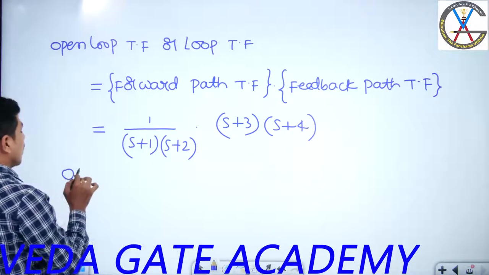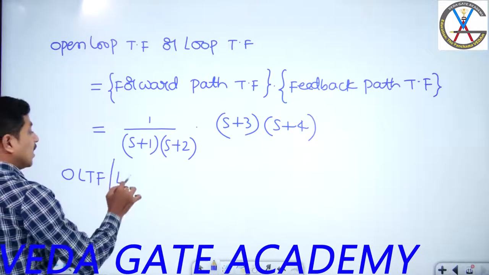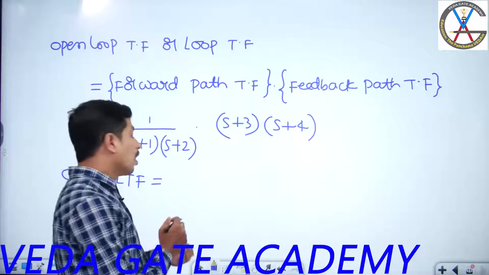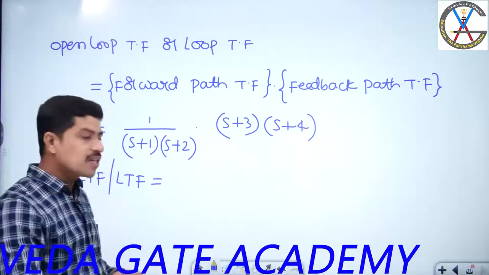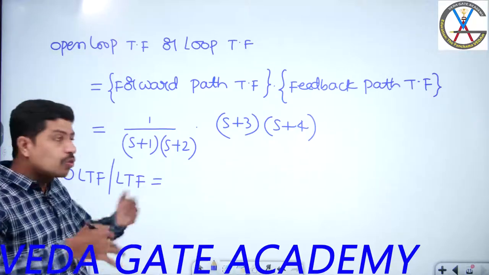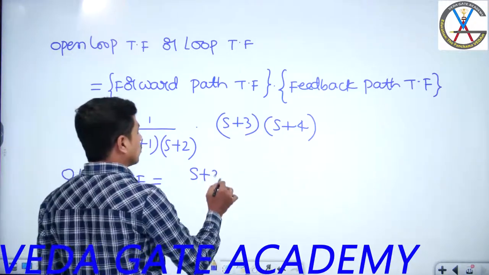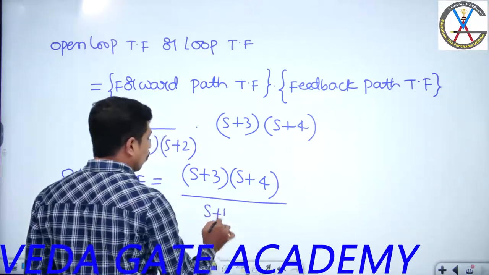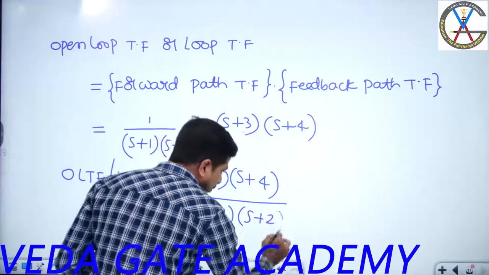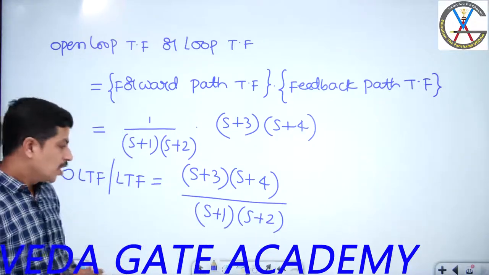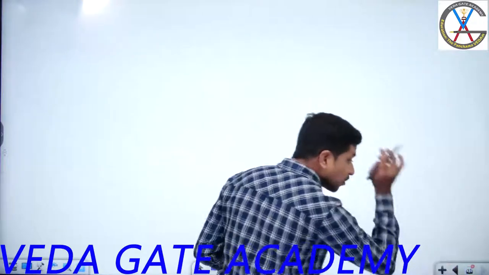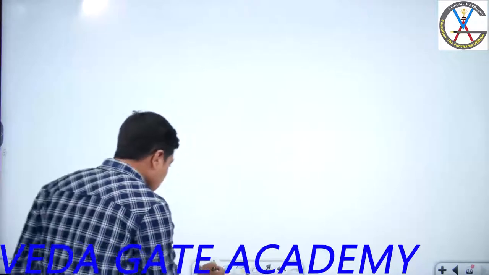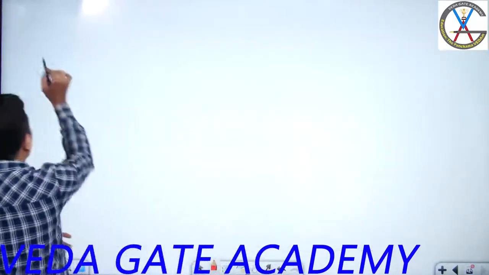Now, OLTF or LTF. What does OLTF mean? Open loop transfer function. What does LTF mean? Loop transfer function. That is the forward path transfer function into the feedback path transfer function, that is s plus 3 into s plus 4 by s plus 1 into s plus 2. Now tell me, what is the transfer function? Transfer function means, by default, closed loop transfer function. Let me write that note point first, then after that we'll find it.